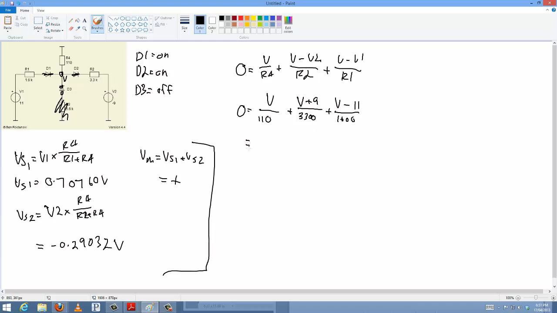1,600 times 1,600. Basically what I'm doing here is cross multiplication to get rid of the denominator. The overall denominator will be 110 times 3,300 times 1,600. Skipping a step, I'll end up with 3,300 times 1,600 times V plus 110 times 3,300 times V minus 11 plus 110 times 1,600 times V plus 9, with no denominator because it cancels out when you multiply it out.